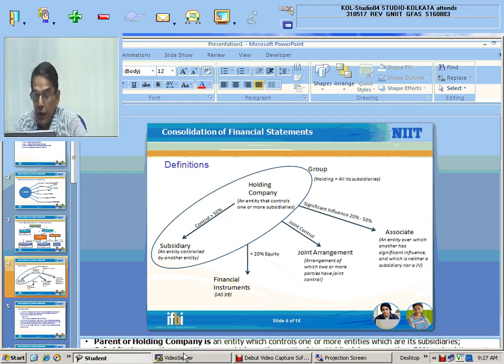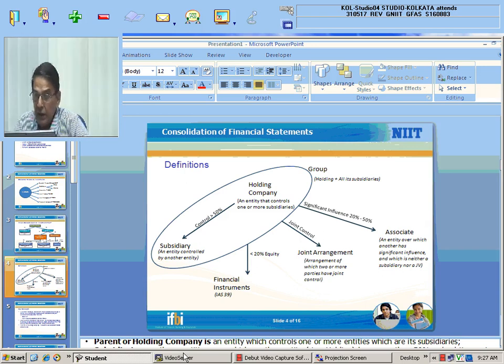Group consists of holding and all its subsidiaries only. So associates, joint ventures are not part of the group. Please understand. When you talk about group accounting, the investment in associates or investment in joint ventures will not be considered for the purpose of group accounting. So those investments will be treated separately under IAS 28 or some other accounting. So group normally consists of holding company or the parent company and all its subsidiaries only, not others.